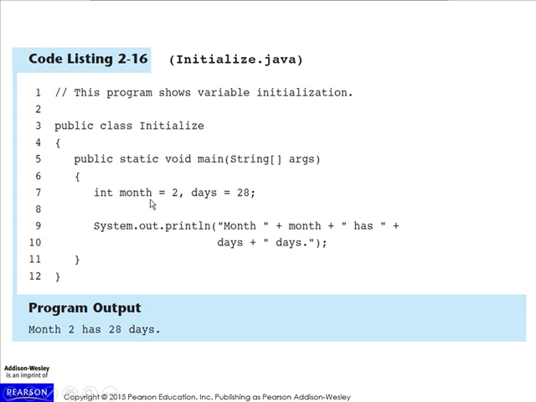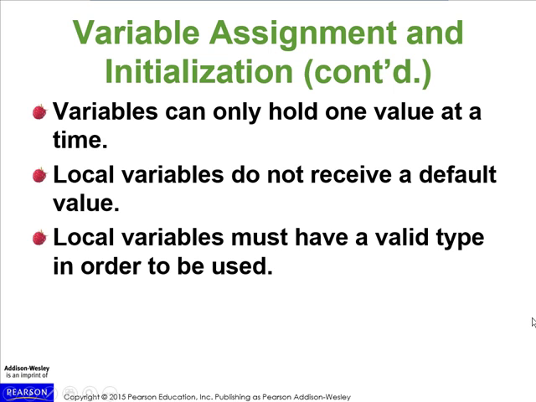All right, so here's some examples. Again, I'd rather have that on 2 different lines. You should be able to look at that, though, and understand what that means. There's not a lot of rocket science in that particular program, in all seriousness. All right. Variables can only hold one value at a time. As it says, local ones are null. They don't receive a value. They must have a valid type.